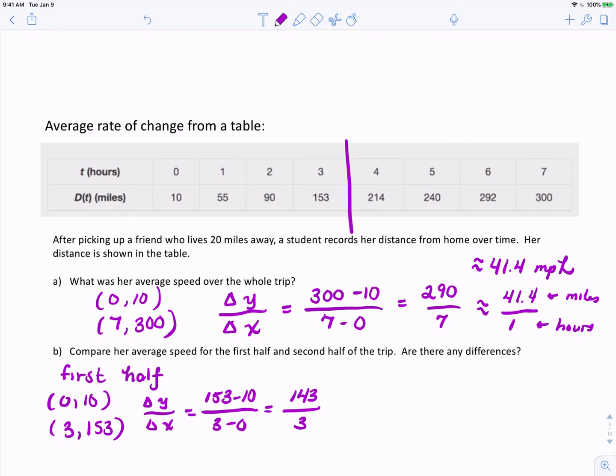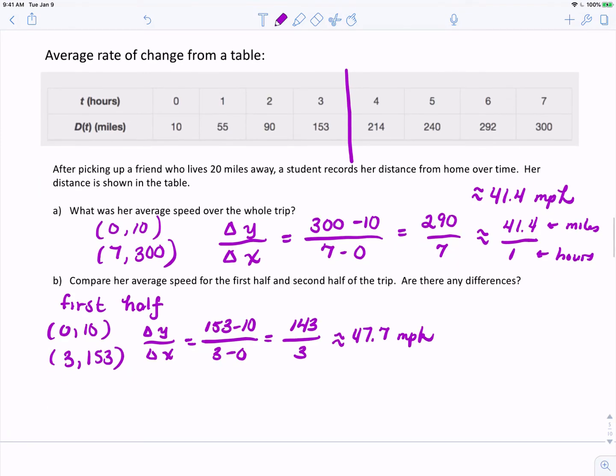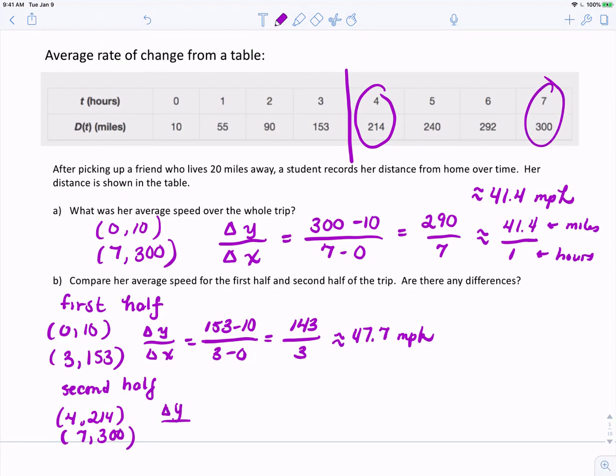And again, if we take a calculator and compute that, we get about 47.7 miles per hour. And if we look at the second half, so again, the second half would be (4, 214), and then we would have (7, 300). We're going to do exactly the same thing. So change in y over change in x. We would have 300 minus 214 divided by 7 minus 4. And 300 minus 214 is 86. So this would be 86 divided by 3. And 86 divided by 3 is about equal to 28.7 miles per hour.